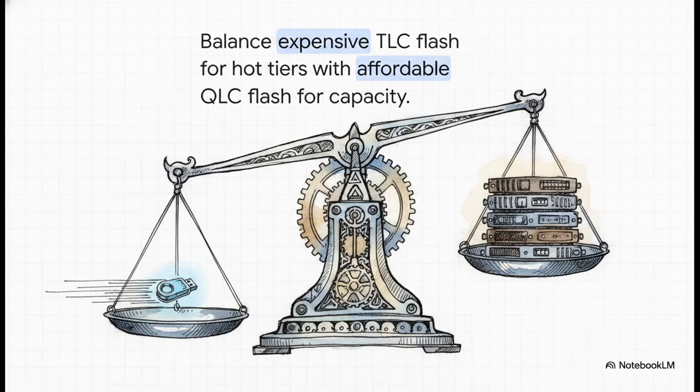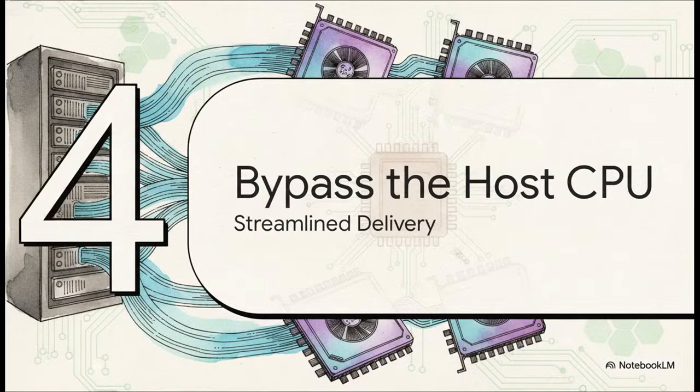You want to make sure you don't exhaust your hot tier before completing a training epoch, but you also don't want to waste a ton of capital on flash capacity that's just sitting there gathering digital dust. Which brings us to Section 4, bypassing the host CPU to streamline data delivery. Because getting data out of storage is really only half the battle.